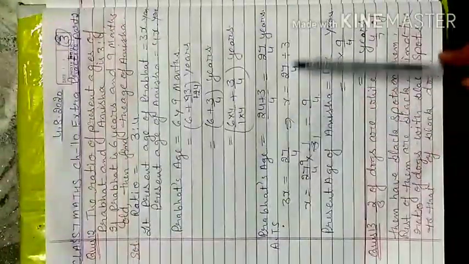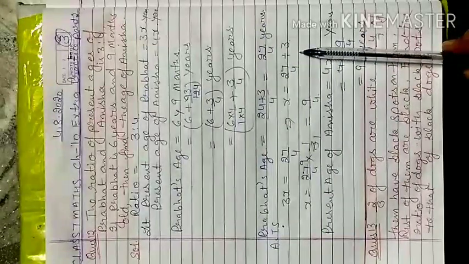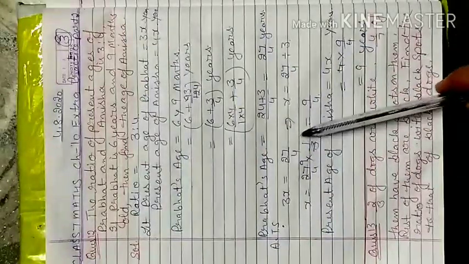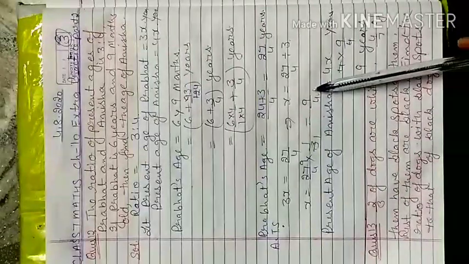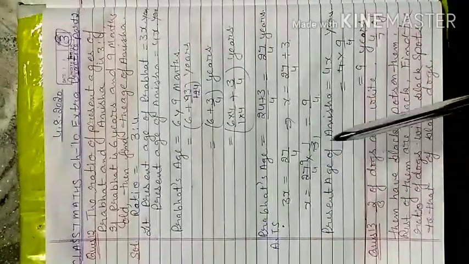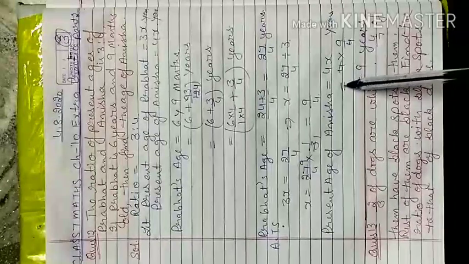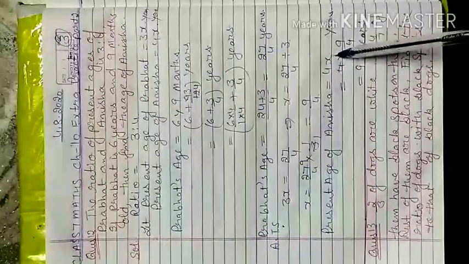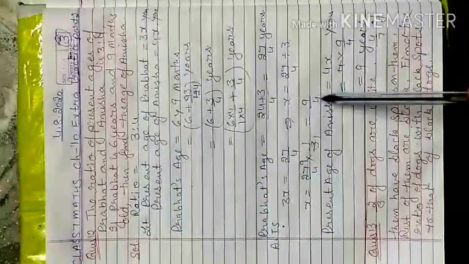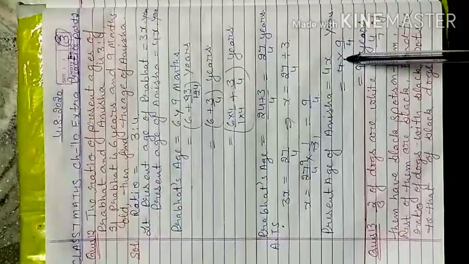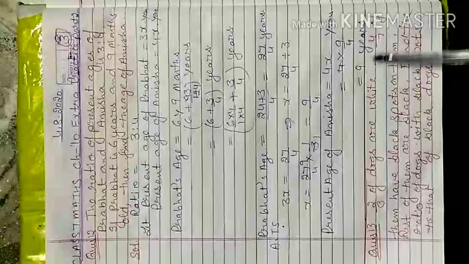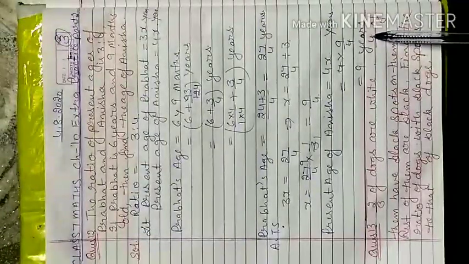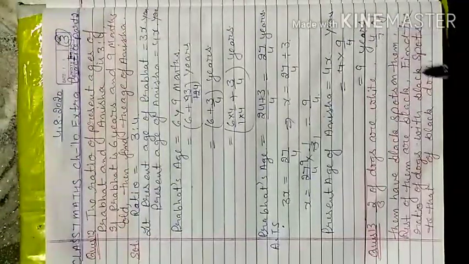When 3 goes to the other side, multiply changes to divide, and divide changes to multiply. 1 by 3, 3 1s are 3, 3 9s are 27, and my x value is 9 by 4. According to the ratio, the present age of Anisha is 4x. Now that I have the x value 9 by 4, I replace x with 4 into 9 by 4 years. 4 is cancelled, only 9 years is left. That means the present age of Anisha is equal to 9 years.